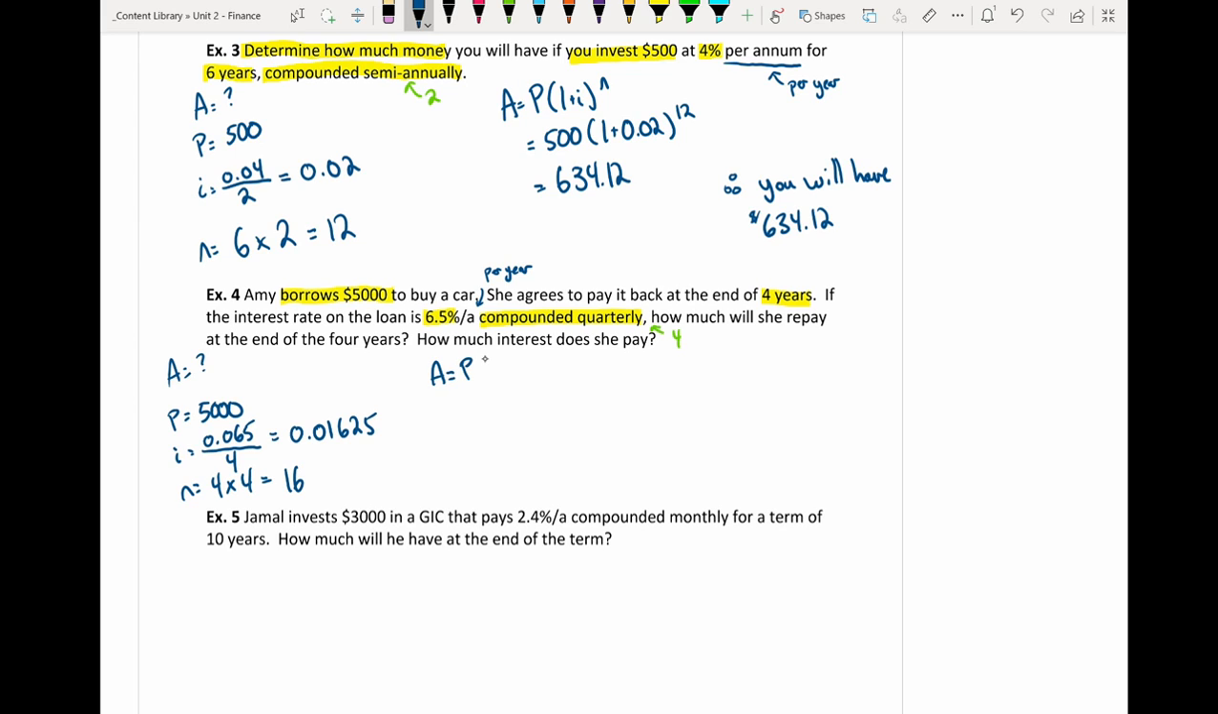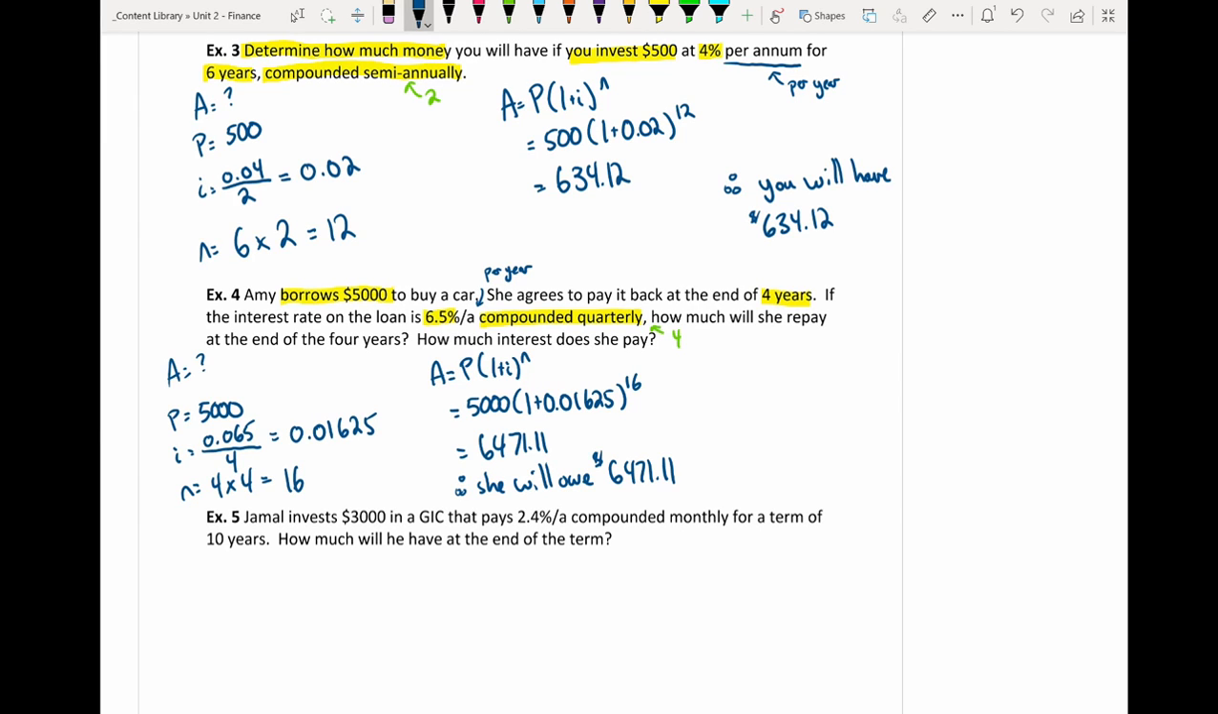Now we just have to get our formula and plug in our information. So 5,000 times 1 plus 0.01625 to the power of 16. And when we calculate this, we should get $6,471.11. So therefore, she will owe $6,471.11. So that is the first question in this example.